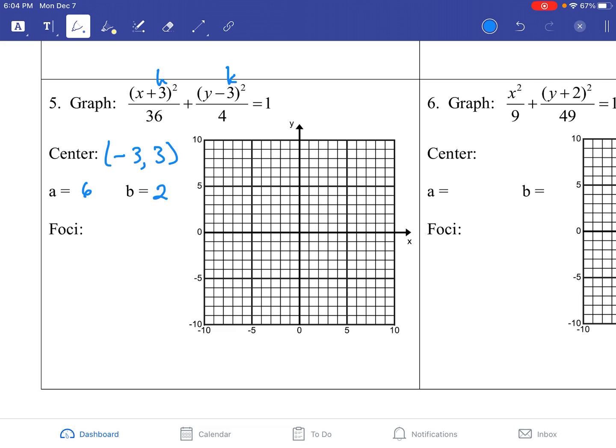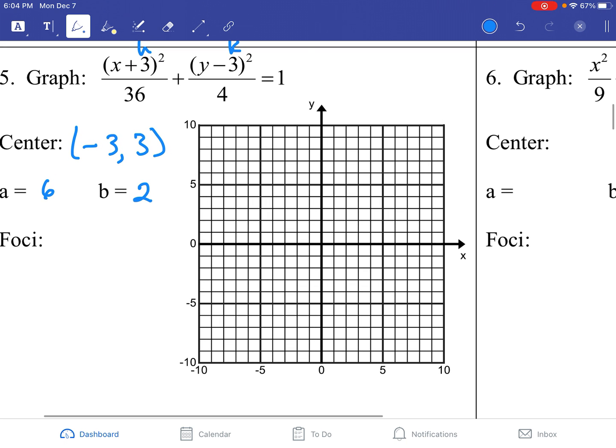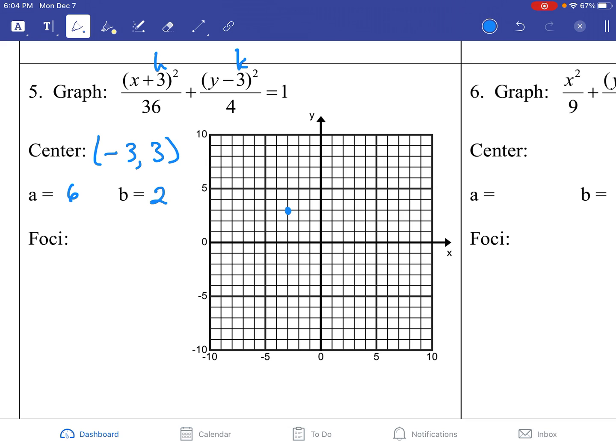Okay. Let's look at some of the values on the graph before we find the focus points. So we're going to do negative 3 comma 3. That is our first point there. All right. Since the 36 is underneath the x term, that means we know we're going to go left and right with the 6 value. So we're going to go here for this major axis length and then here. Since 4 is underneath the y, we're going to go up and down by 2. And this is our ellipse.